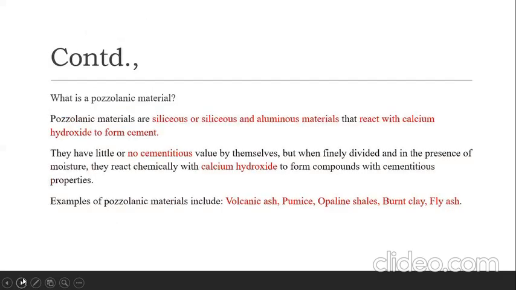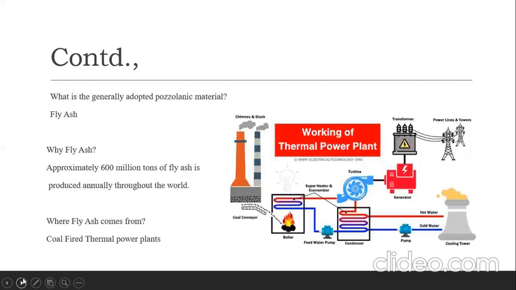Then what is a pozzolanic material? A pozzolanic material is a cementitious material which comprises a higher amount of siliceous as well as aluminous materials. It does not have direct binding property. It reacts with the excess calcium hydroxide present in the cement and forms additional CSH, that is calcium silicate hydrate, giving delayed strength formation. Examples of pozzolanic materials include volcanic ash, pumice, burnt clay, and another best example is fly ash. Fly ash is one of the most commonly used pozzolanic materials in India.